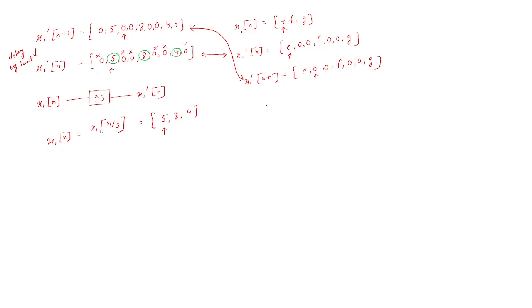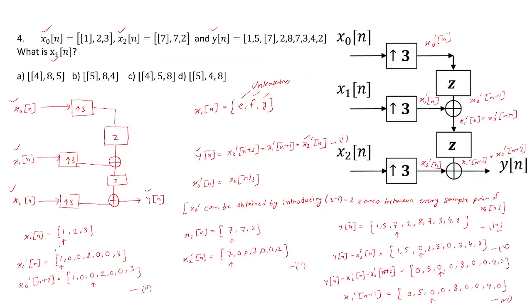So from both this way, you can see that E is 5, F is 8, and G is given by 4. So therefore your sequence x1 of n, you can approach the problem in both ways, is this. Let us see which of the options matches with the correct answer. It is option B.